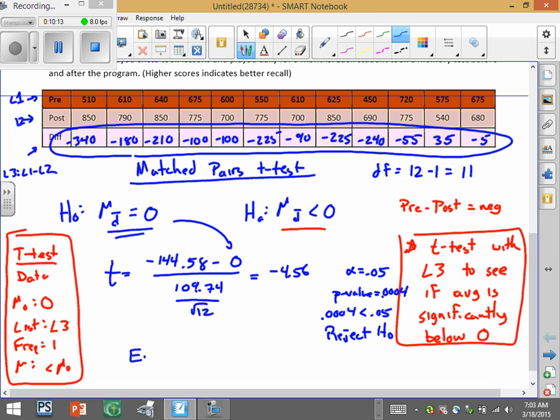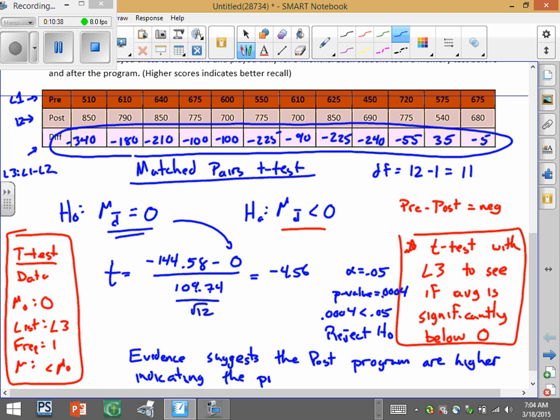So here, evidence suggests the post program scores are higher. This indicates the program helps with memory recall.